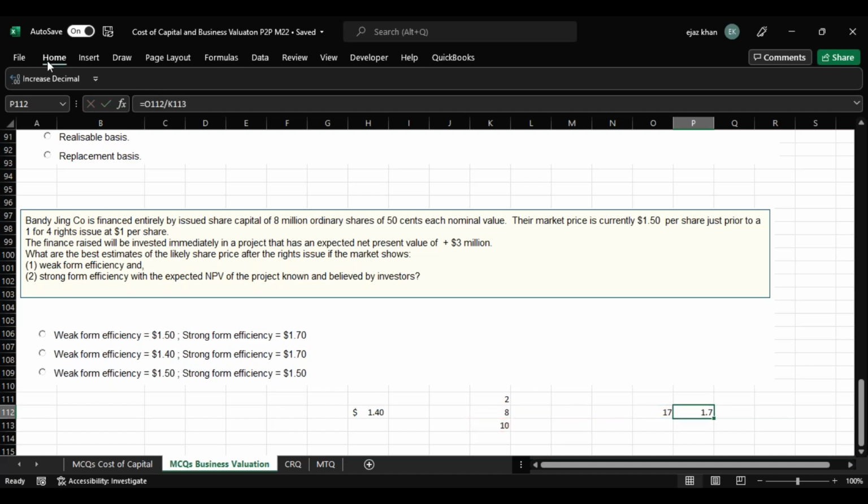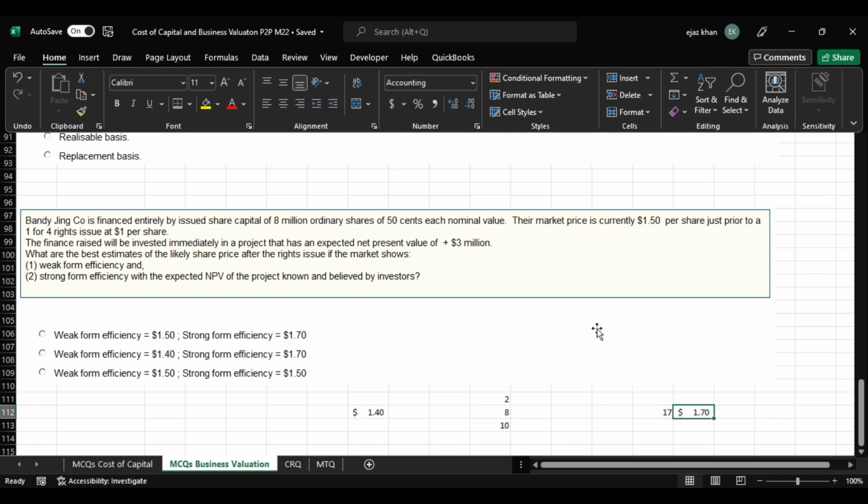So the expected share price in the stock market will be $1.7 if the stock market is showing strong form of efficiency. $1.7. So the answer is B. In the weak form, it will be 1.4, and in the strong form, it will be 1.7. That's the answer.